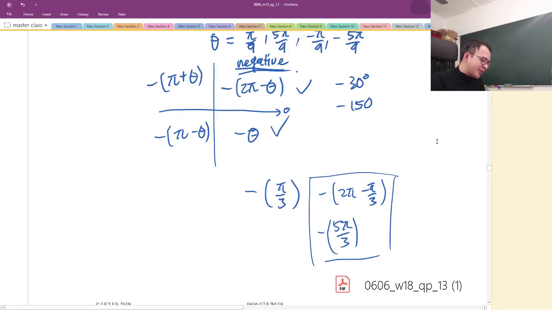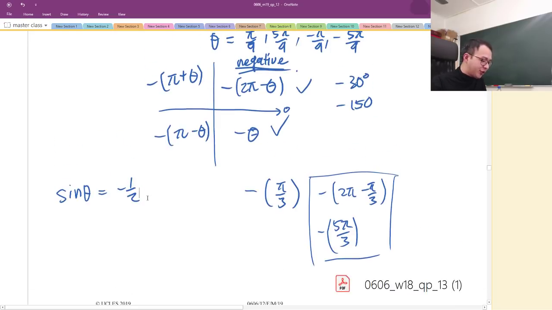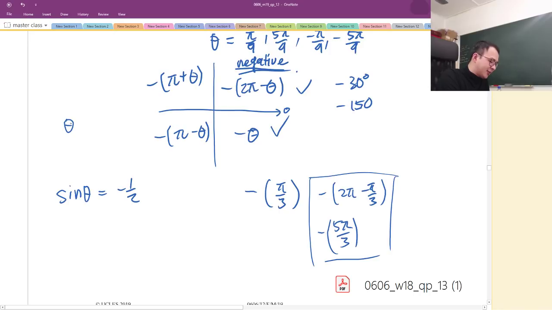Okay, let me just explain a little bit on the negative part. Let's say sine theta equals negative half, and I give you the range. I don't use theta because theta is very confusing, so I say sine X. X must be between negative 360 and 0. Okay, I want to get this right.